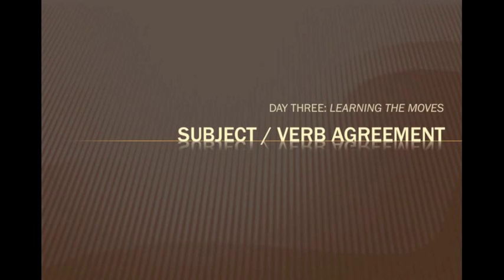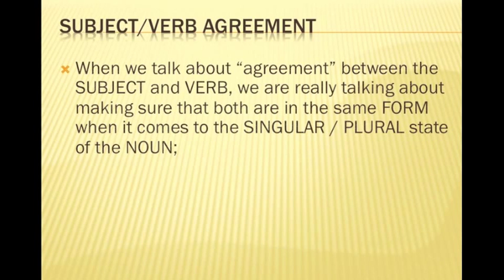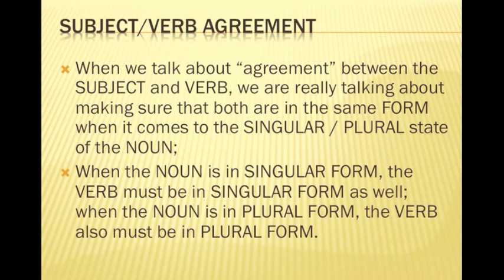So let's talk a little bit more about this idea of subject-verb agreement. When we talk about this idea of agreement, we're really talking about making sure that both are in the same form, especially when it comes to that singular or plural state. So when the noun is in the singular form, we must make sure the verb is in singular form as well. When the noun is in plural form, then the verb also needs to be in the plural form.